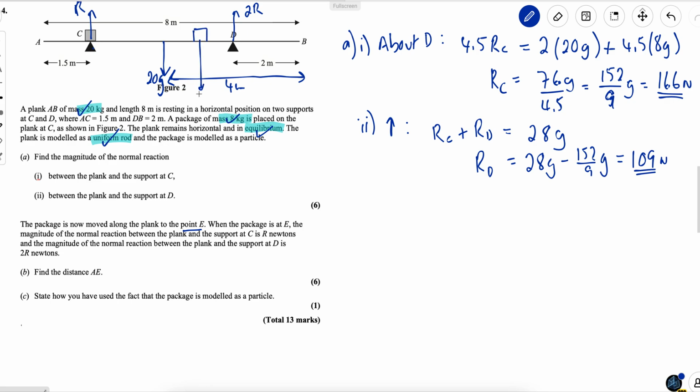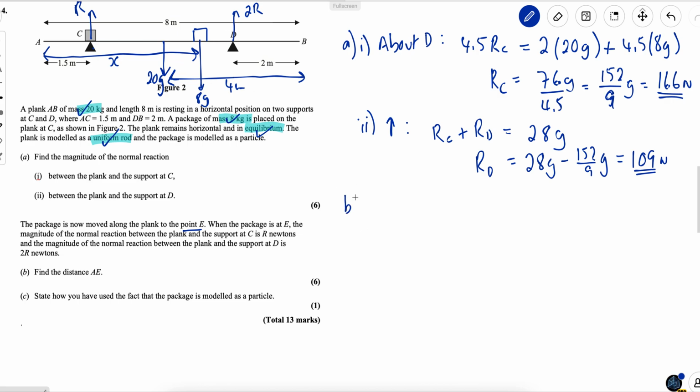So I've got the 8G there. It's not too important, but it's nice to have it in perspective if you can. Find the distance AE. So now A to this point E, I can mark that on here as X, because that's what I'm trying to find. So first of all, I've got R and 2R and X, so I've got two variables, I'll need two equations. So I'm going to again resolve vertically, because that's the easiest thing to do.